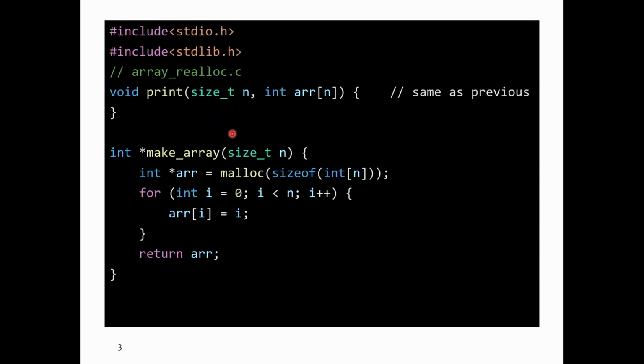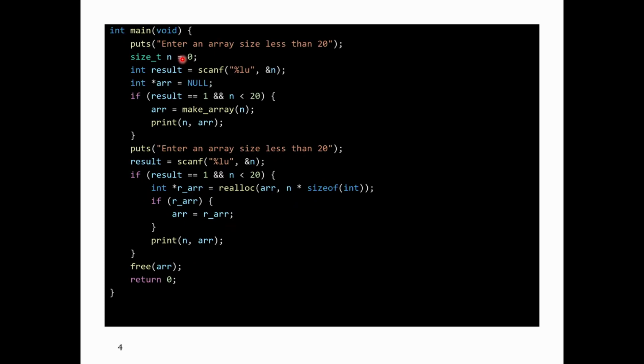So there's a little program that uses realloc. So instead of malloc and calloc, I'm going to make an array. So this is all the same as before. I'm going to make an array with malloc, right? And then I'm going to populate the contents of that array with the values 0, 1, 2, 3, 4, up to n minus 1. Okay? Now in the main function, it's the same. So I'm going to ask for an array whose size is less than 20. Right? I'm going to call makeArray to make the array and fill it up with values. And then I'm going to ask for an array again. So I'm going to ask for another array size.